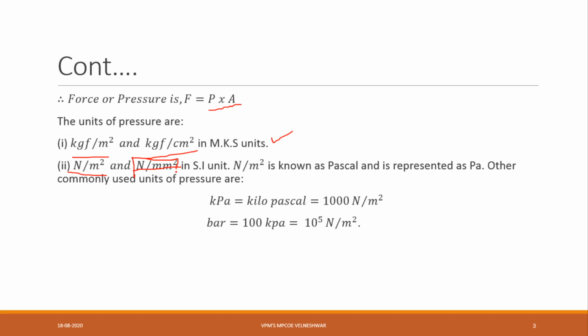Where will this formula be helpful for you? This one will be helpful for you in concrete technology also. Here, Newton per meter square is known as Pascal. What I said now, 1 Newton per mm square is equal to 1 megapascal. Then Newton per meter square is equal to Pascal, and it is represented as Pa.